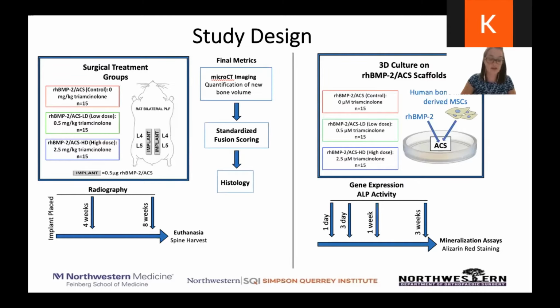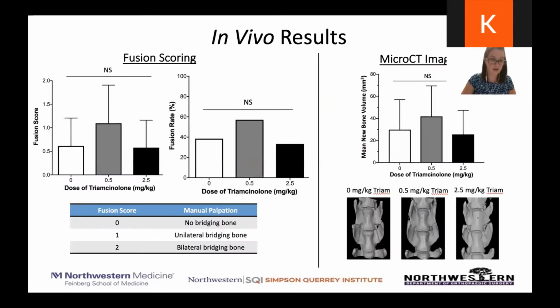Human MSCs were grown in 3D cultures on BMP2 containing ACS with comparable doses of triamcinolone to those used in the preclinical study. Pro-osteogenic gene expression, ALP activity, and mineralization were comparable among the treatment groups. At 8 weeks postoperative, harvested spines underwent blinded manual palpation to obtain a fusion score where 0 was no fusion, 1 indicated unilateral bridging, and 2 was bilateral bridging bone. A score of 1 or greater indicated successful fusion.